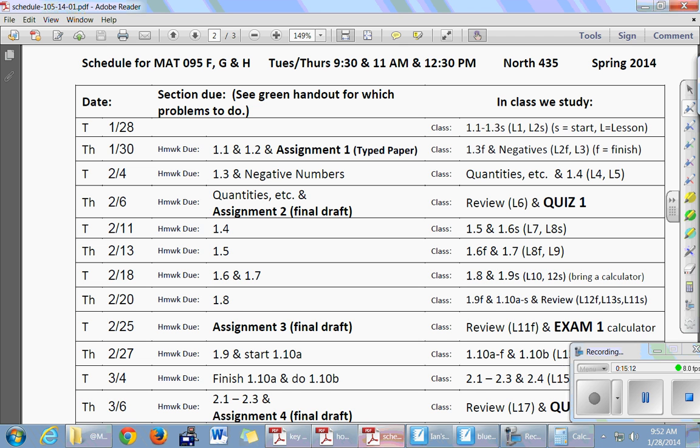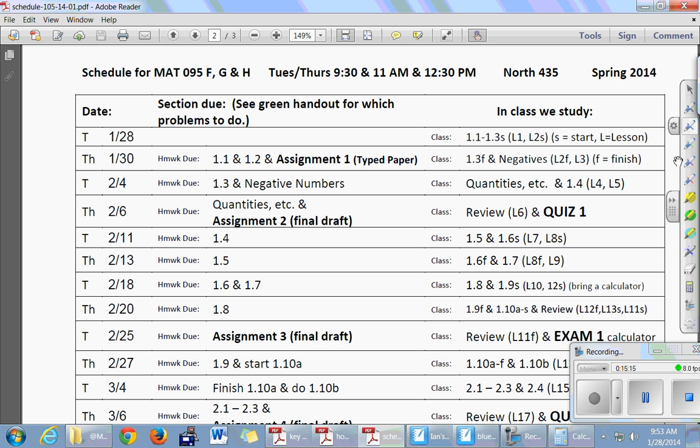For example, up here in this first row, Tuesday the 28th, that's today. In class, we're going to cover sections 1.1 to 1.3. And then Thursday, the homework due is homework 1.1 and 1.2, as well as something called assignment 1, which is a paper. Yikes. So we'll talk about that in a moment. But is it clear how to figure out what's going on with the calendar and the homework? Today we're covering this. Next time the homework due is 1.1 and 1.2.